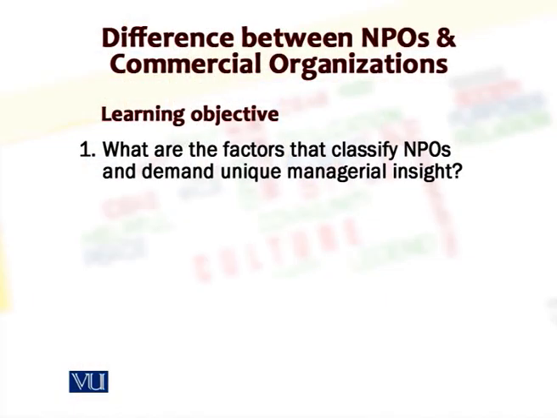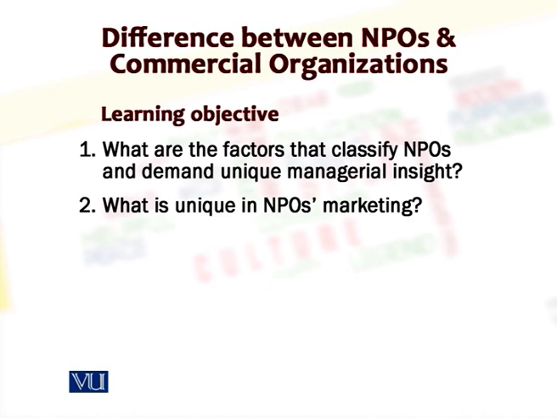And therefore, the two objectives which naturally flow out of the topic are, number one, what really is it that classifies NPOs into the class they belong, and what are the unique managerial insights needed to manage NPOs? And number two objective is, what is so unique about NPO marketing? And like I said, these two objectives are very interrelated and intertwined, and therefore the narrative which I'm going to give you in relation to the topic is going to answer all the questions about these two objectives.